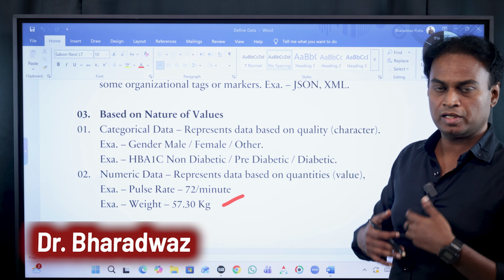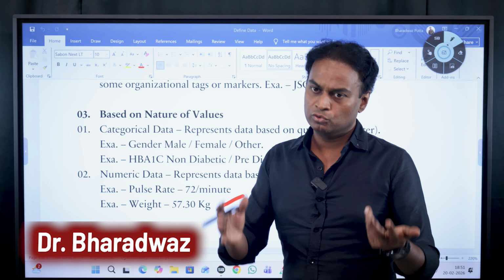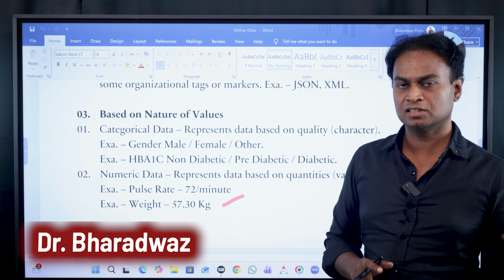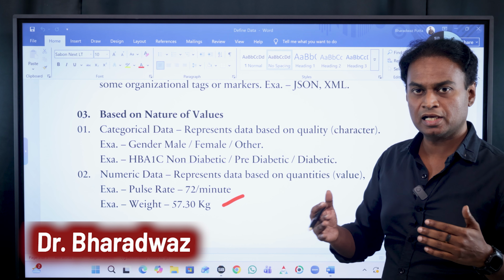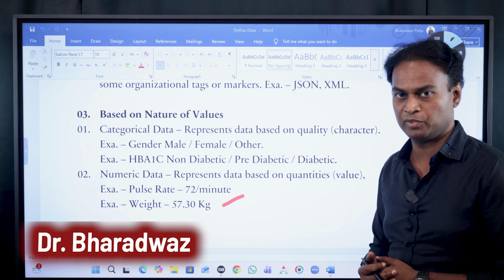This is how we have learnt what data is, how you get data in the medical field, whether in clinical research or clinical practice, and how you classify data based on different parameters.